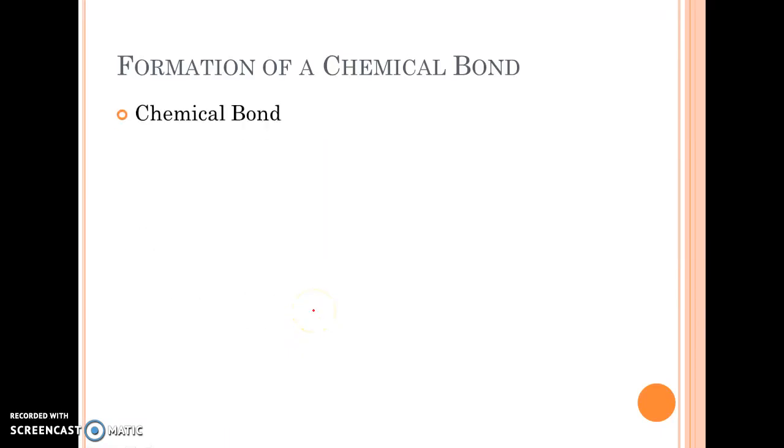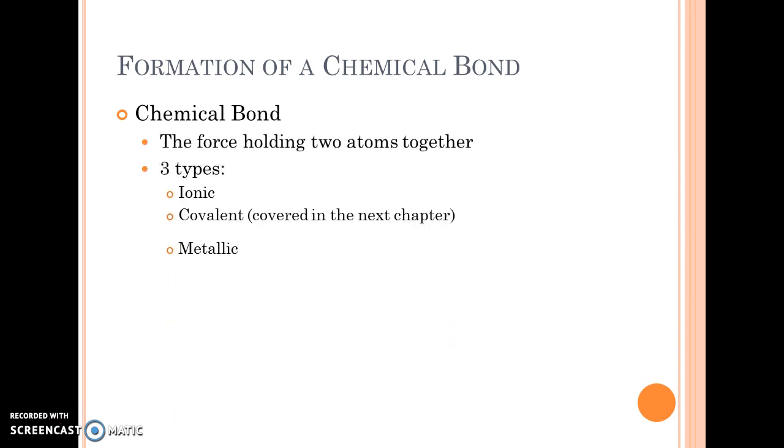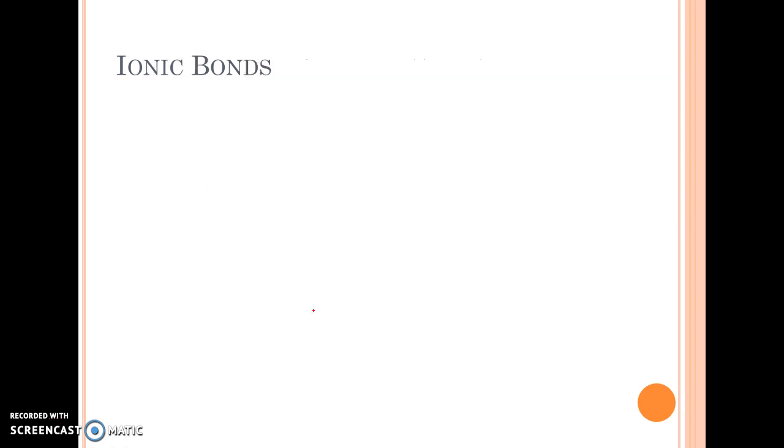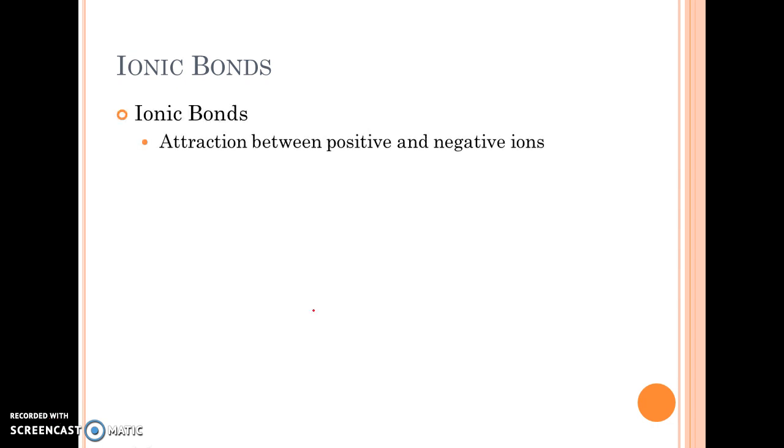We just ended with how to determine what type of chemical bond you have. We have 3 different types of chemical bonds: ionic, covalent, and metallic. You can review these on the previous video to figure out what they are. We're going to move forward and specifically look at ionic bonds.